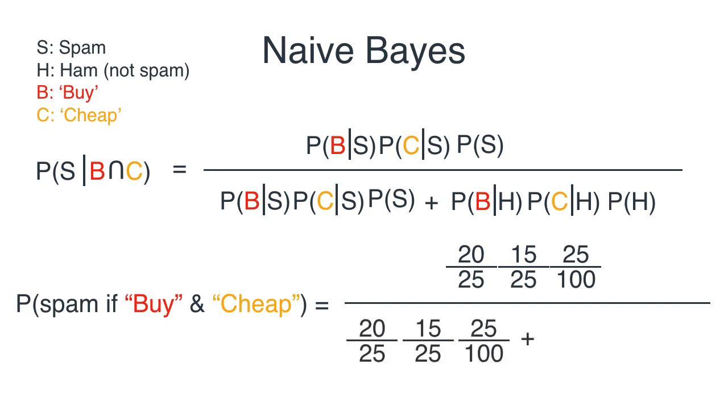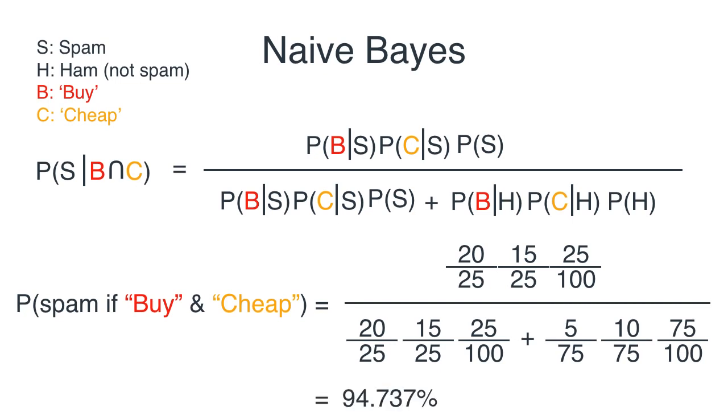In the bottom, we have the same thing, plus 5 over 75, the probability that a ham email contains the word buy, 10 over 75, the probability that a ham email contains the word cheap, and then the probability that an email is ham, which is 75 over 100. You do this math and you get 94.737. But I challenge you, if it doesn't look super clear, look at this slide and go back to what we did in naive Bayes and convince yourself this is exactly what we did. What we did in this whole video was nothing different than calculating probabilities by dividing one thing by another.